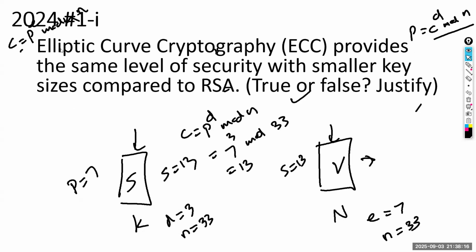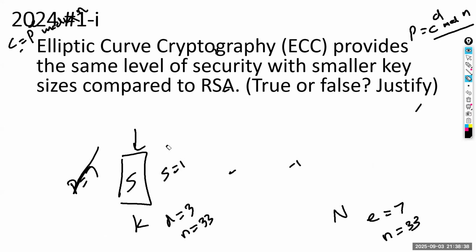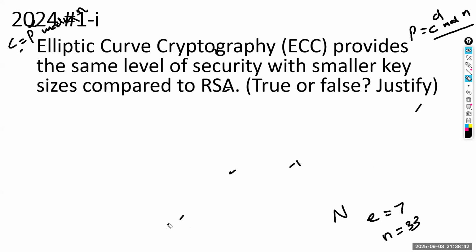Right. So this is the same here. Elliptic curve cryptography provides the same level of security with smaller key sizes compared to RSA. True or false? Answer is what? Answer is yes. So that is the whole reason why we are using it. Elliptic curve cryptography provides the same security as RSA with smaller key size and faster processing. Okay, faster processing. So that is why ECC is preferred.